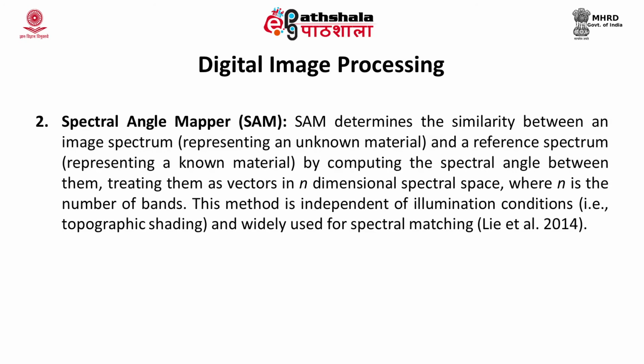So, now another method that we call the spectral angle mapper, that is SAM. This SAM determines the similarity between an image spectrum representing an unknown material and a reference spectrum representing a known material by computing the spectral angle between them, treating them as vectors in n dimensional spectral space, where n is the number of bands. This method is independent of illumination condition, that is topographic or shading, and is widely used for spectral matching.